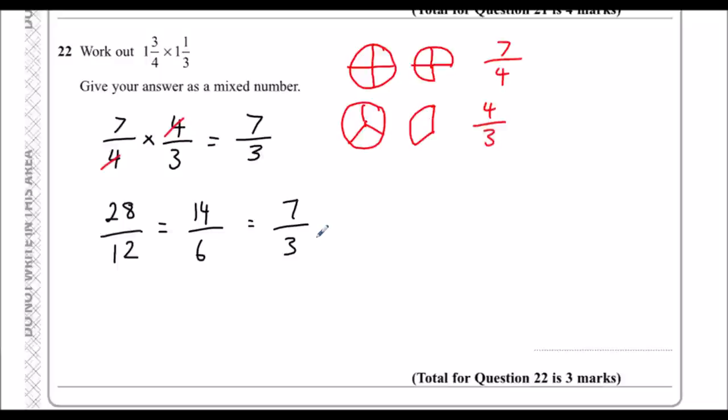But we want our answer as a mixed number. This isn't a mixed number at the moment. We've got 7 thirds. So how many whole ones do we have? Each 3 makes a whole. So we've got 2 wholes, which would be 6 thirds. And 1 more. So we've got 2 and 1 third. 2 and 1 third is the same as 7 thirds.